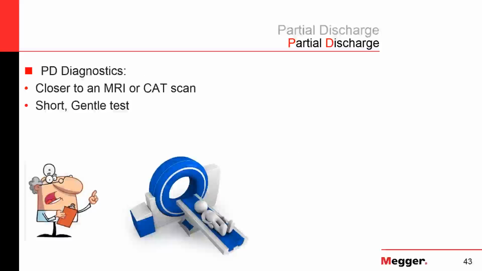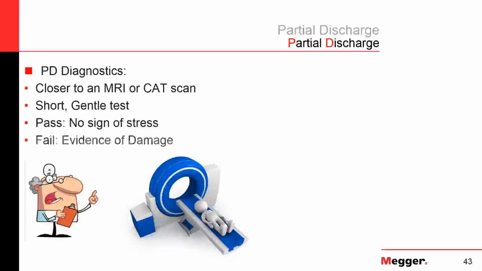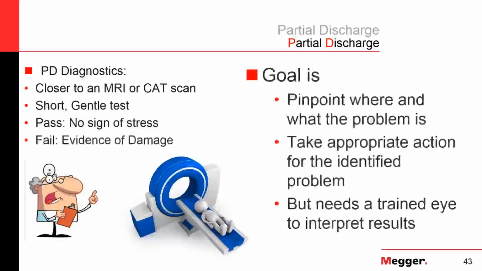So moving along to partial discharge then, that'd be something closer to a doctor ordering an MRI scan for his patient. It's a very short, very gentle test. If the cable exhibits no signs of partial discharge, it passes the test. But if there's evidence of damage, then the cable fails the test. And the goal of partial discharge testing is to pinpoint where the problem is, possibly what the problem is immediately, take appropriate action for the problem you found, and you can do all that, but it does need a trained eye to interpret the results. The training requirements aren't severe, but there are some.